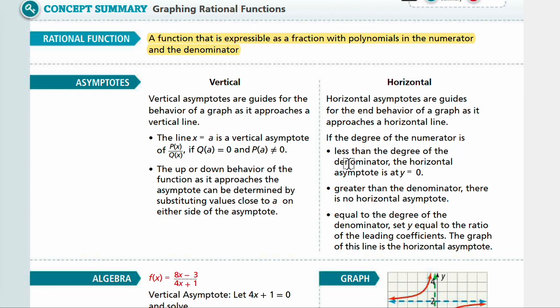And so in order to figure out vertical asymptote, you have to see where your q of x, the polynomial in your denominator, is equal to 0. And your horizontal asymptote is when your graph is approaching but will never equal that number. So you'll see generally it'll follow this rule where if the degree of the numerator is less than the degree of the denominator, horizontal asymptote is at y equals 0. And if it's greater than the denominator, there's no horizontal asymptote. And if it's equal to the degree of the denominator, you set y equal to the ratio of the leading coefficients, and the graph of the line is a horizontal asymptote.